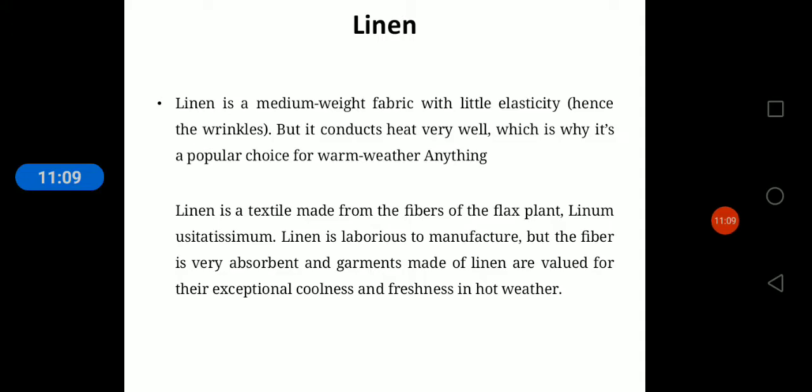Linen. Linen is a medium weight fabric with little elasticity, hence it wrinkles, but it conducts heat very well, which is why it is a popular choice for warm weather clothing. Linen is a textile made from the fibers of the flax plant. Linen is laborious to manufacture, but the fabric is more absorbent, and garments made of linen are valued for their exceptional coolness and freshness in hot weather.